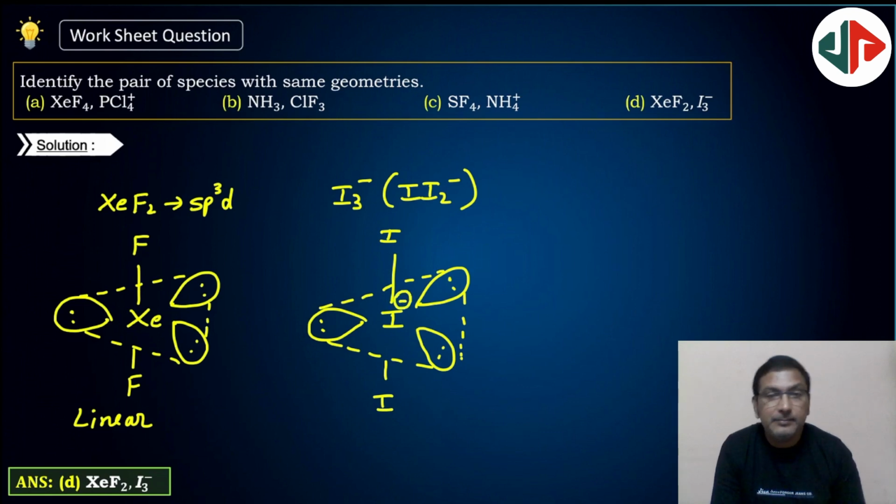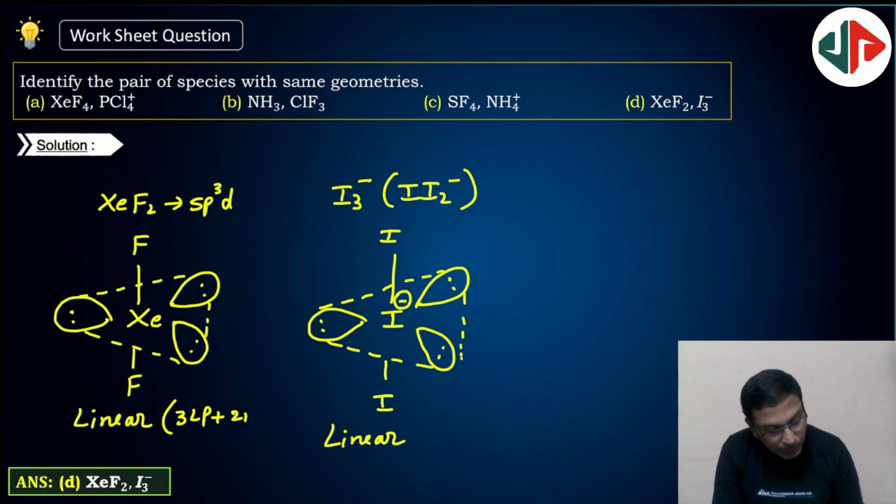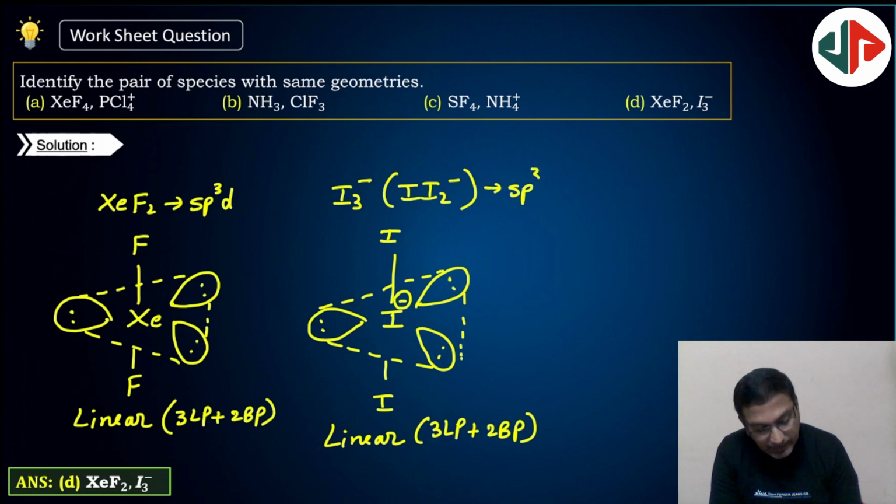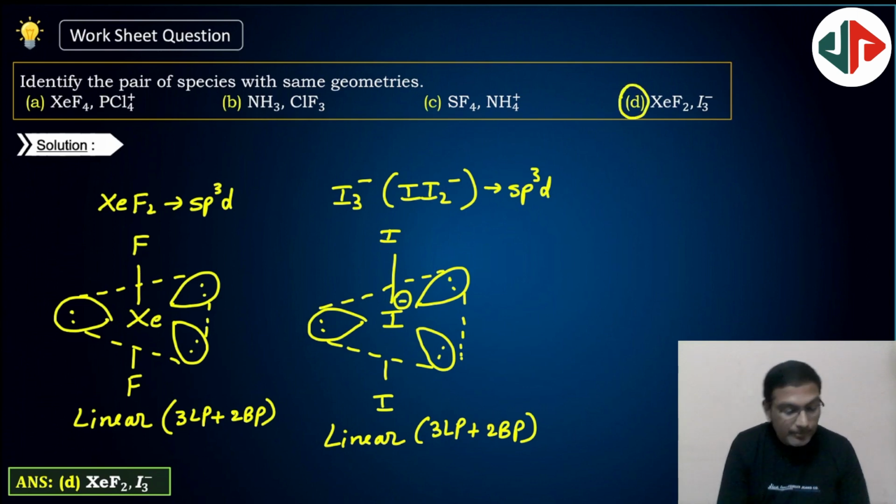I3 minus is also linear. So here 3 lone pairs plus 2 bond pairs. Here also the same: 3 lone pairs, 2 bond pairs, same hybridization sp3d. These two have the same geometry. Option D. Both are linear molecules.